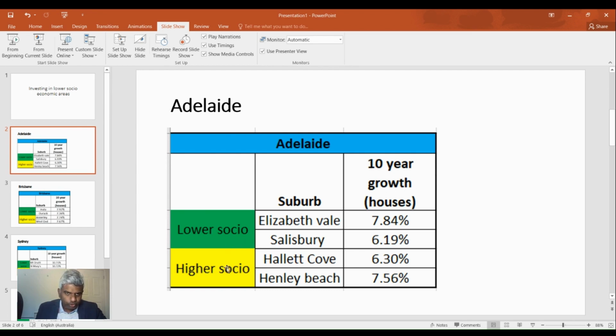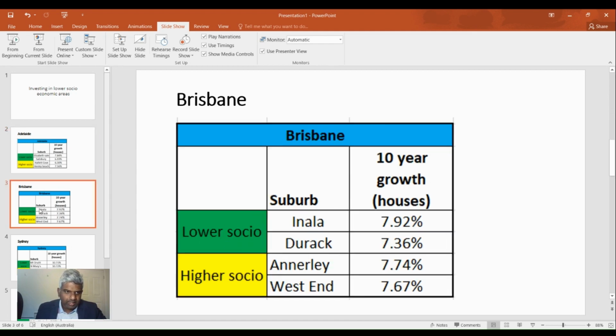And then from the higher socioeconomic areas, taking Hallett Cove and Henley Beach, you can see that their growth rates are around that 6 to 7% mark. So nothing much in terms of difference between the lower socioeconomic and the higher socioeconomic areas in Adelaide.